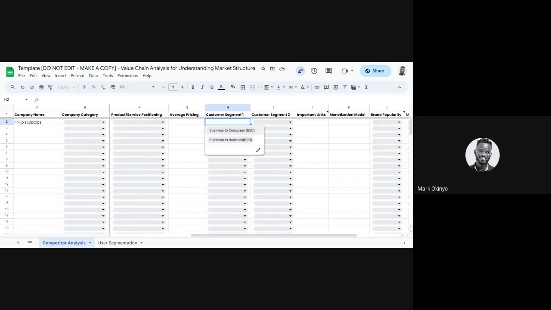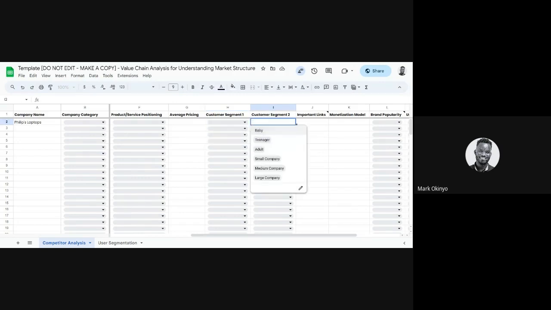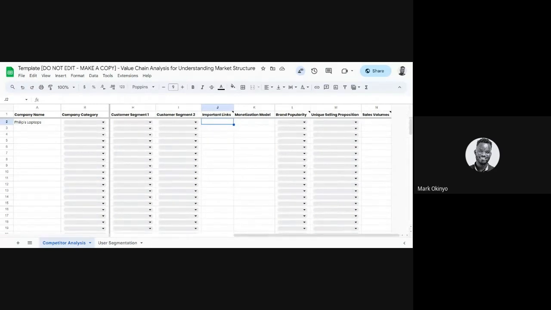Feel free to segment that as you will. And then if it's business to consumer, you can be targeting babies, teenagers, adults, or the old population. So it just depends. If it's business to business, then you have your SMEs and proper corporates. Links can be links to either the company itself or the product pages. So feel free to link those as well.